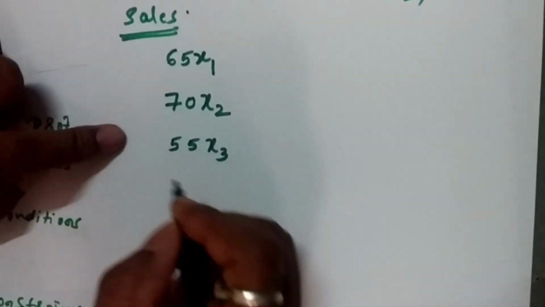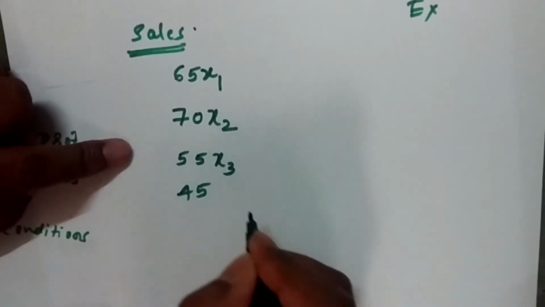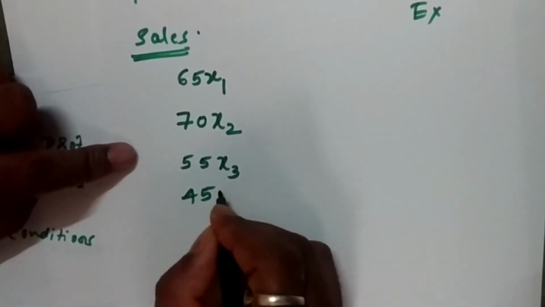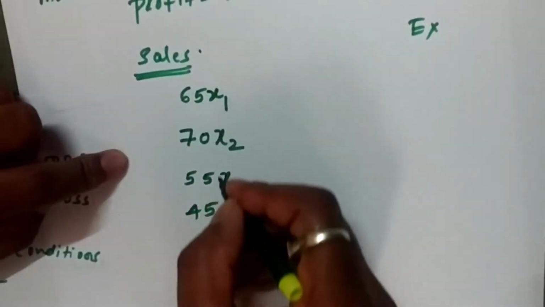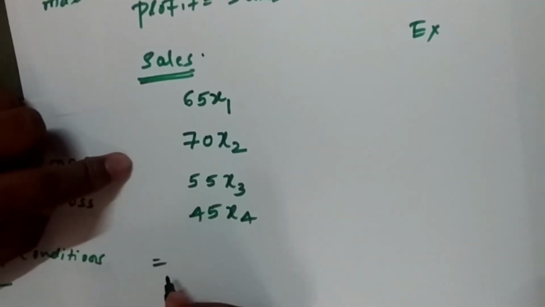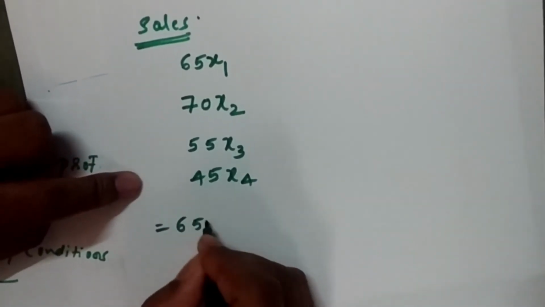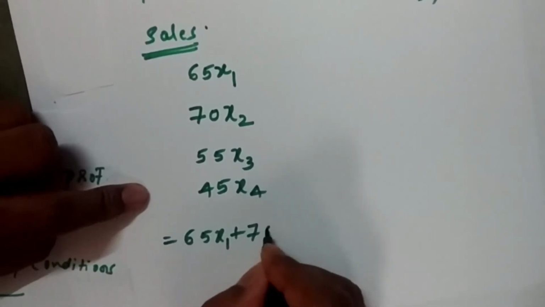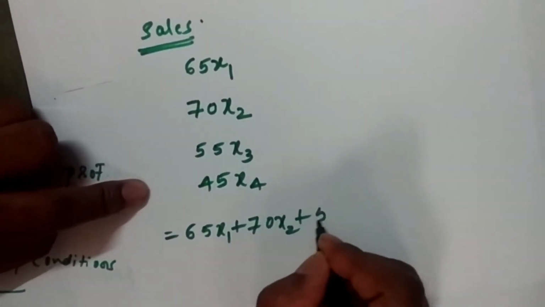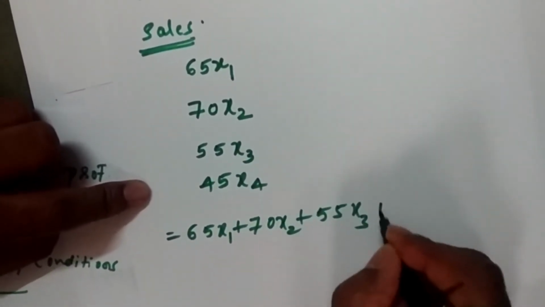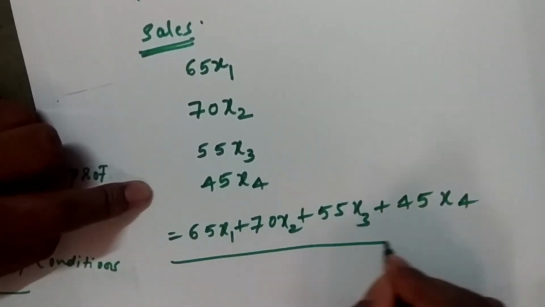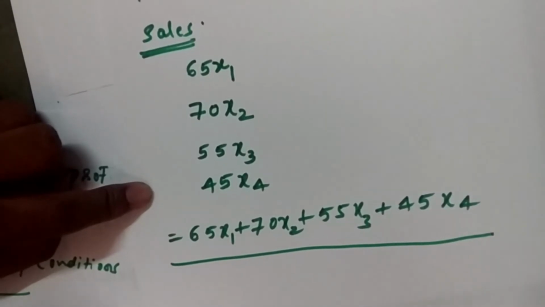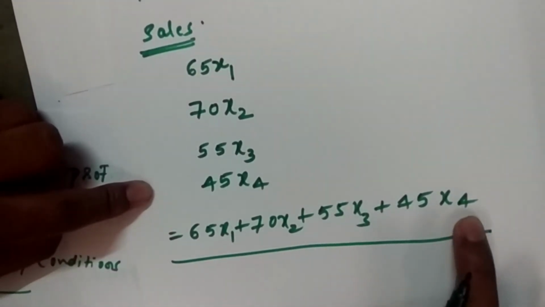And similarly the last one is 45 for one product. If I sell x4 number, then 45 into x4. So altogether my total sale will be what? I have to add it. So 65 x1 plus 70 x2, 55 x3 plus 45 x4. So this is my total sale equation. This is the total sale I'm going to get.